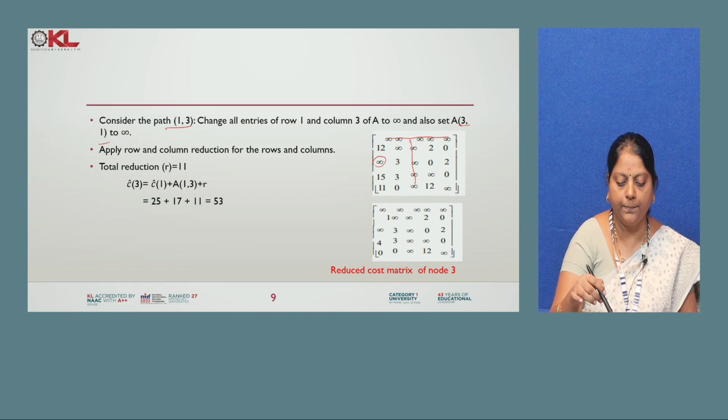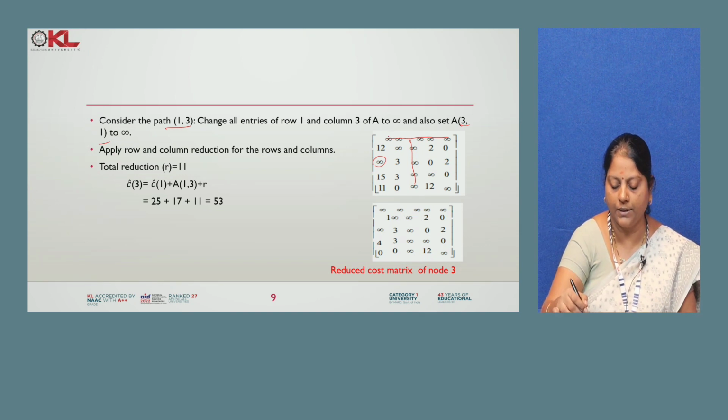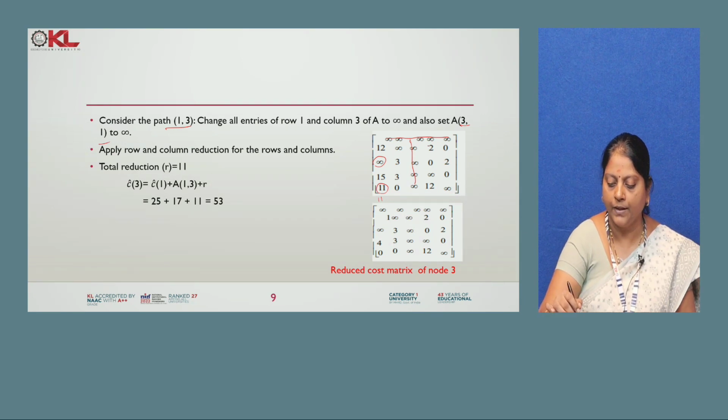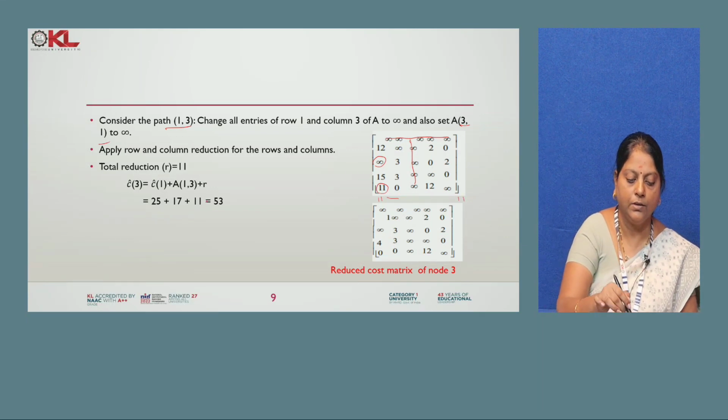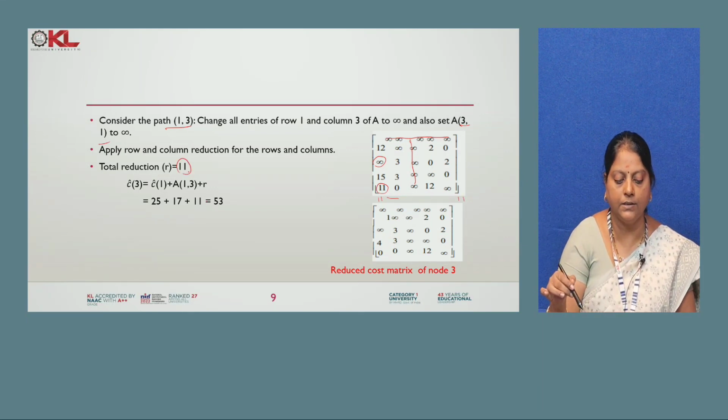After applying row reduction and column reduction, in this row there is no 0th element in this column, and among these the minimum element is 11. This row has 0, so there is no need for reduction, and here also 0, 0. So only column reduction is applied for this matrix. So what we get, the reduction is 11.